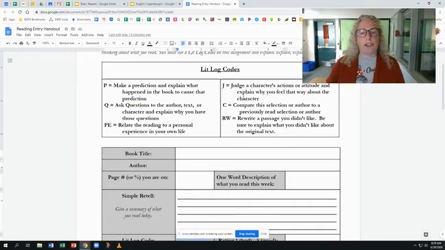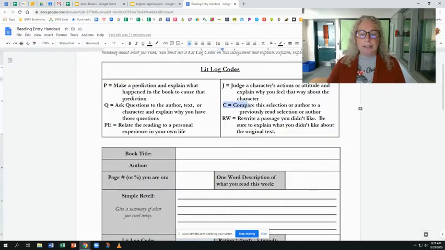J stands for judging a character. This can be judging a character's actions or attitude, but then again, you need to stop and explain why you feel that way. If you really dislike a character, why do you dislike that character so much? If you really like a character, why? If you think a character is stupid, if you think a character is being dumb, if you think a character is brilliant, why do you think that?